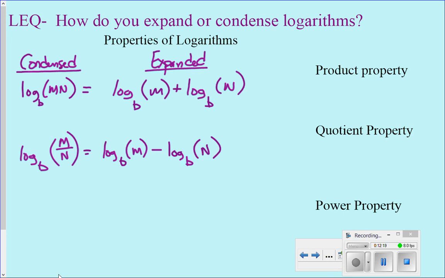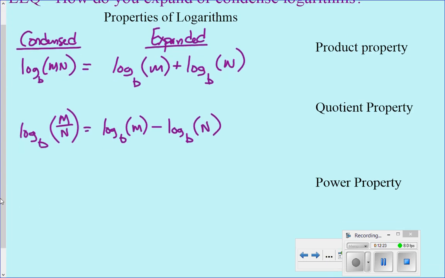And that property is our quotient property. The third property is the third one we looked at a moment ago that involves powers, so it's called the power property. Now, the power property of the three is the hardest to tell the difference between the expanded and the condensed, because for both the product and the quotient, the expanded had two logarithms, and the condensed only had one, a single logarithm, so it was easier to tell that that was condensed.